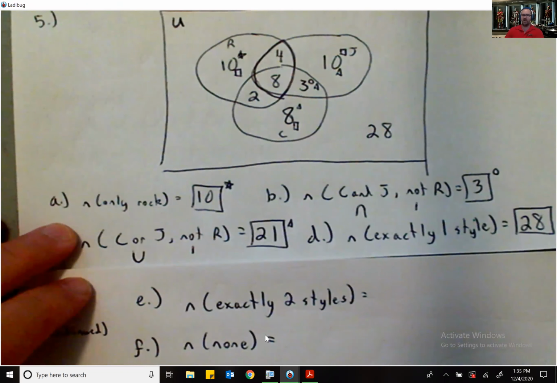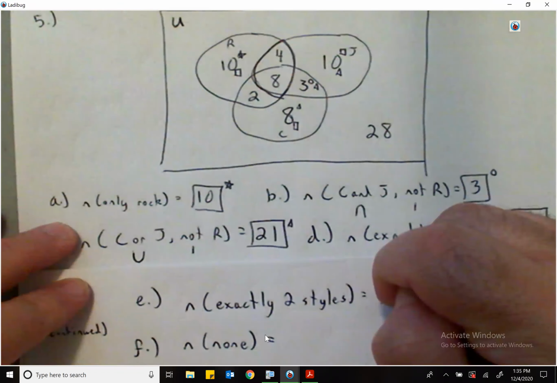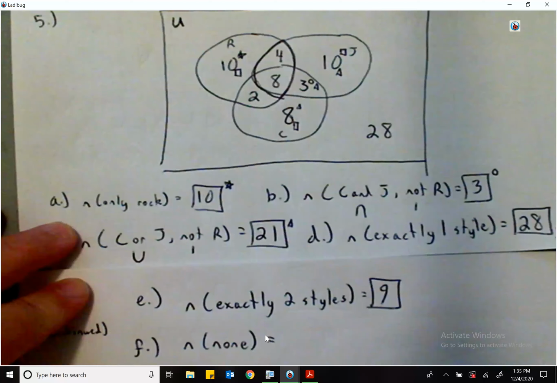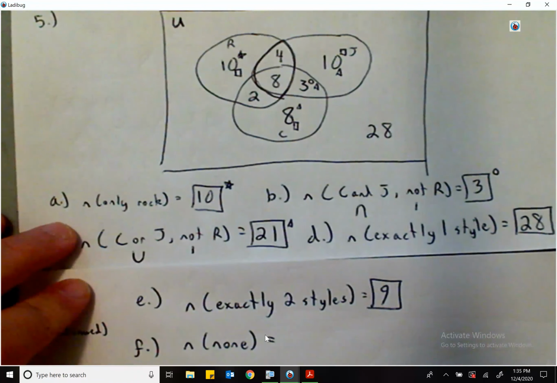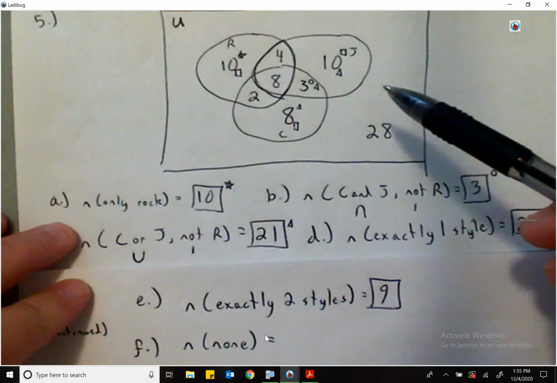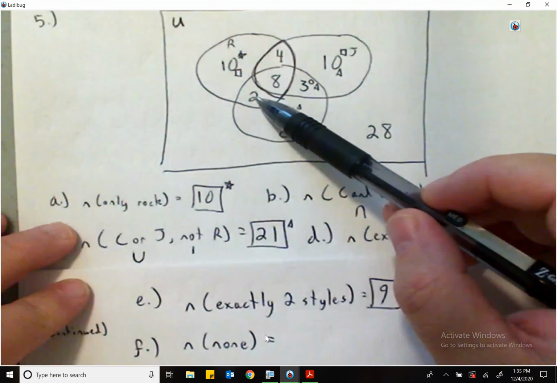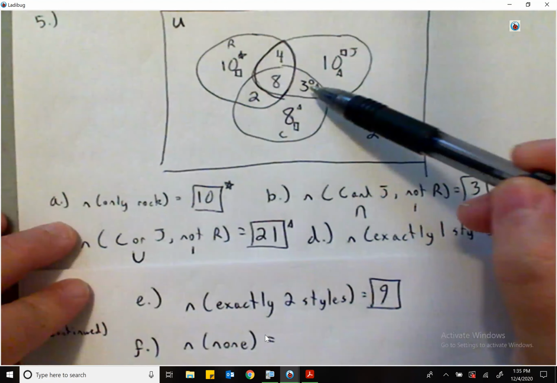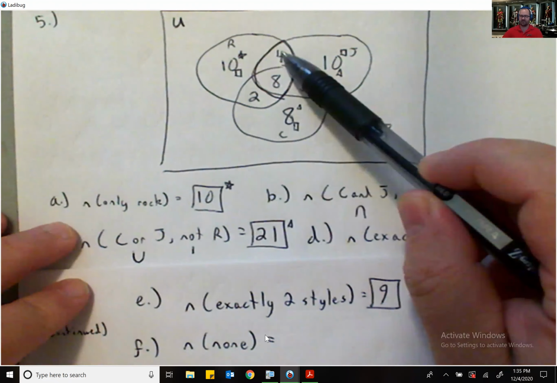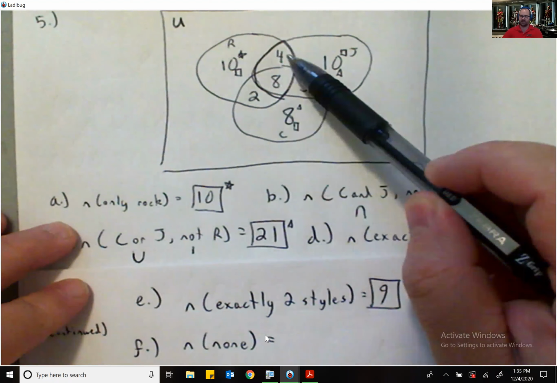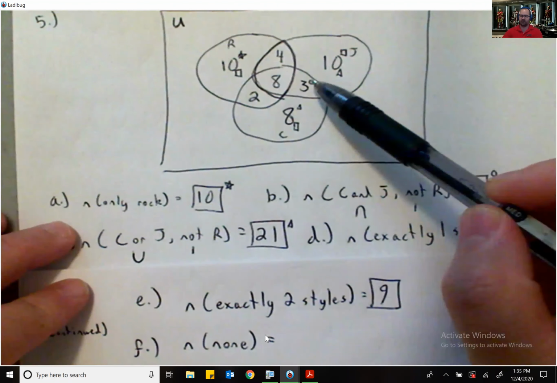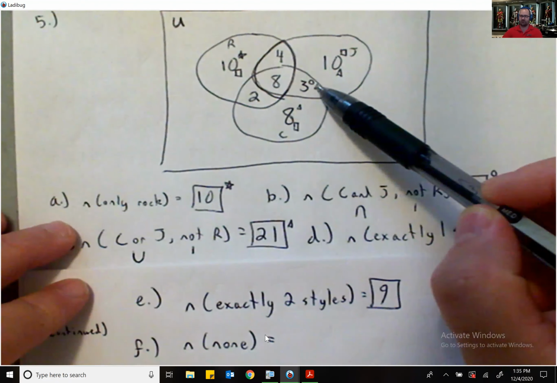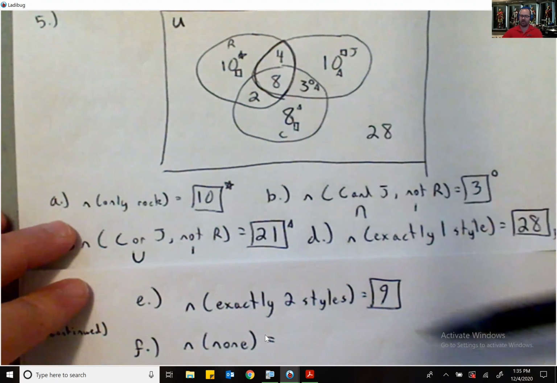So how many listen to exactly 2 styles? 9. How did you get that? I combine, I want to say intersection, rock and jazz. We got 4. Rock and classic. We got 2. Jazz and classic. We got 3. So I just add up all of them. There you go. These are the sections where it's exactly 2. This is rock and jazz, as you said, rock and classical, and jazz and classical. So 4 plus 2 plus 3, 9.